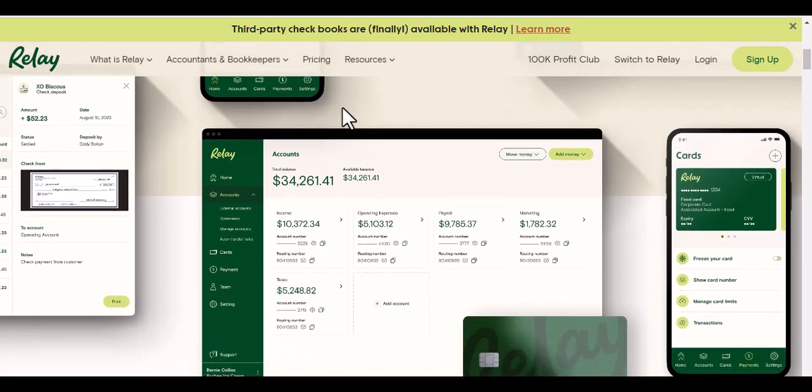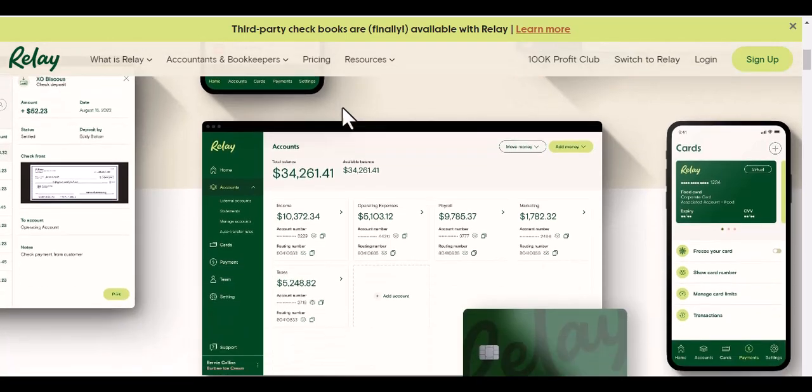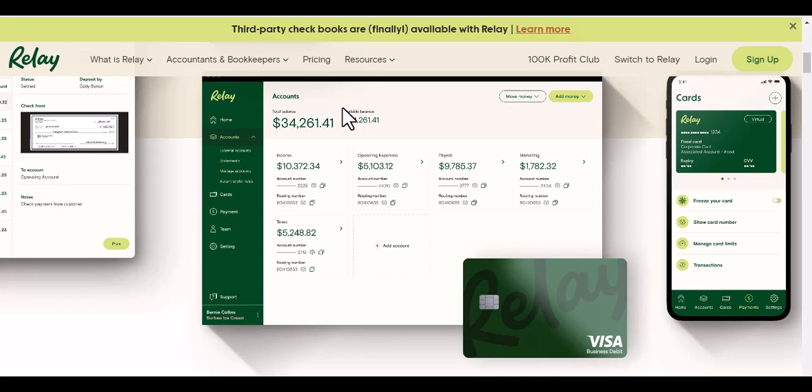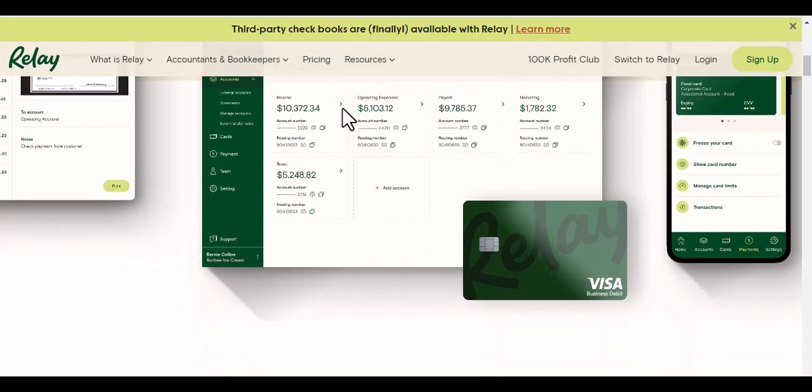I've personally found Relay Bank to be the ideal tool for this, and in the next few minutes, I'm going to walk you through exactly how I've set up my own accounts to make Profit First automatic and effortless.